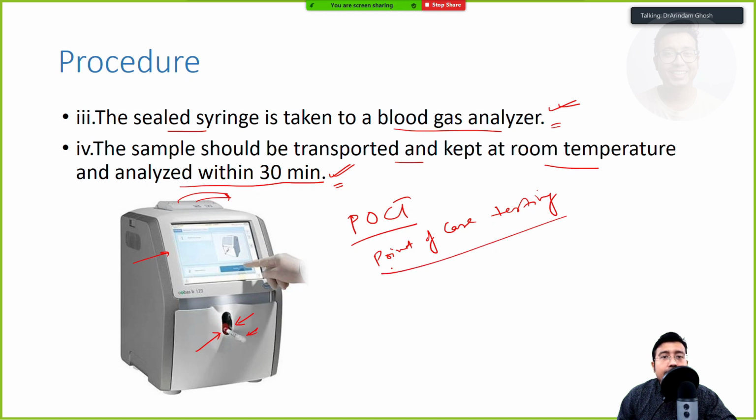Point of care testing means where we are giving care to the patient, that is the bed. We are testing the value at the bedside only. That is why these ABG machines are placed inside ICUs, whereas all other parameters are checked at the central lab.